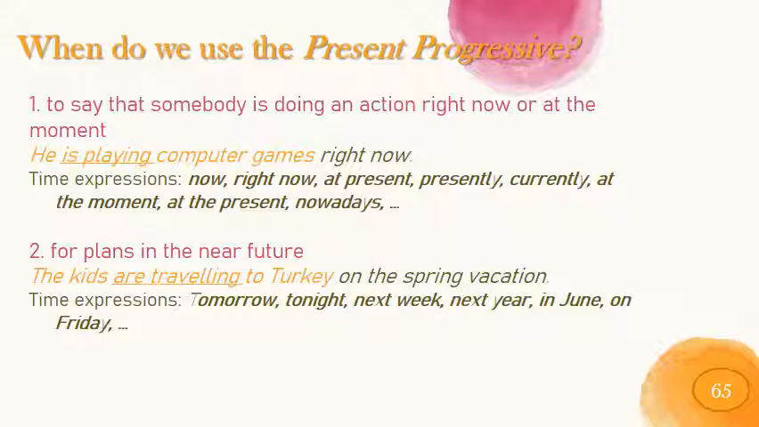For example, I am finishing my project on Saturday. So I plan to finish my project on Saturday, so I can use the present progressive. Time expressions for the near future, we can say tomorrow, tonight, next week, next year, in June, on Friday. So when you have a plan in a very near future, you can use the present progressive.